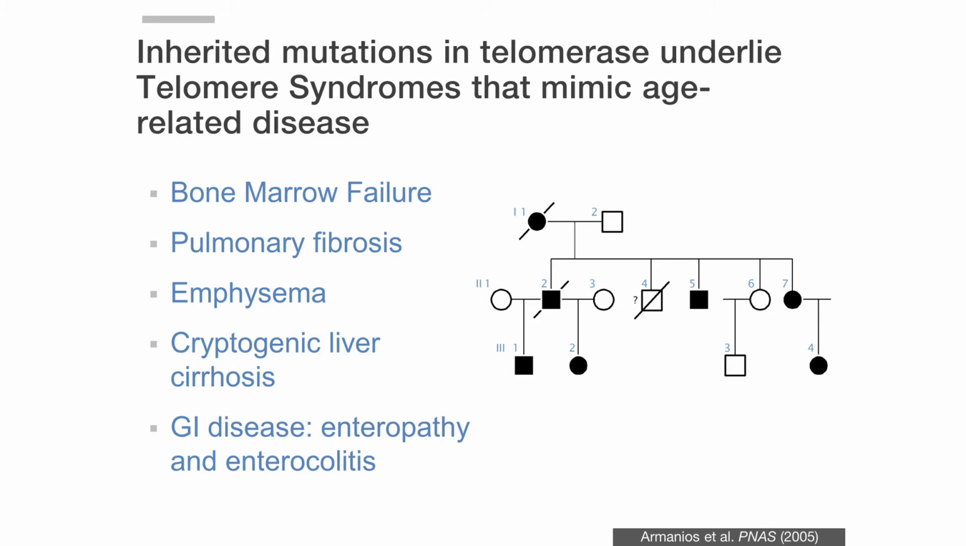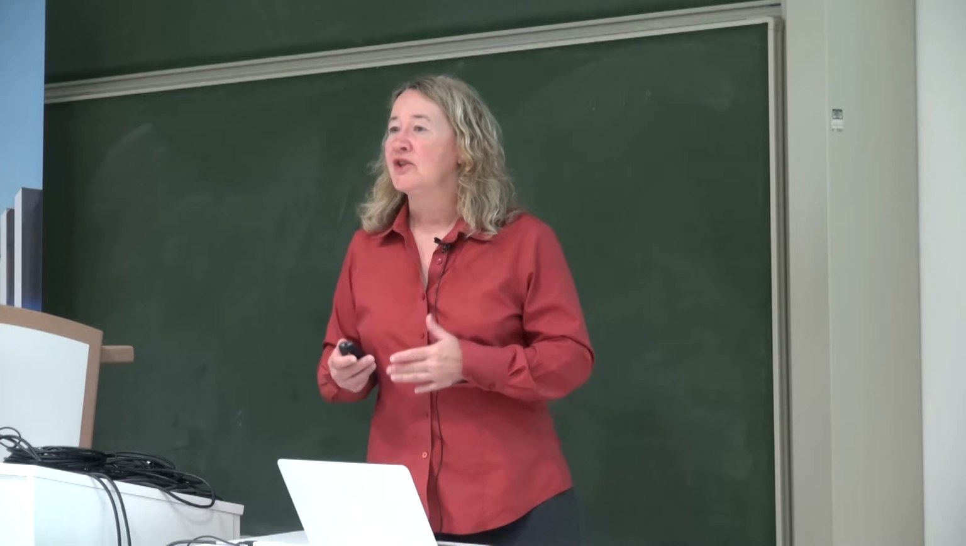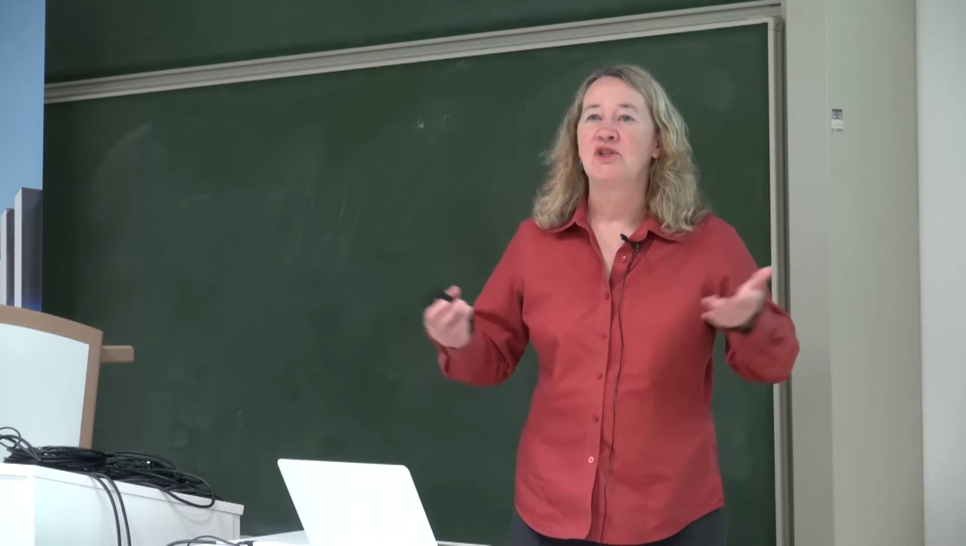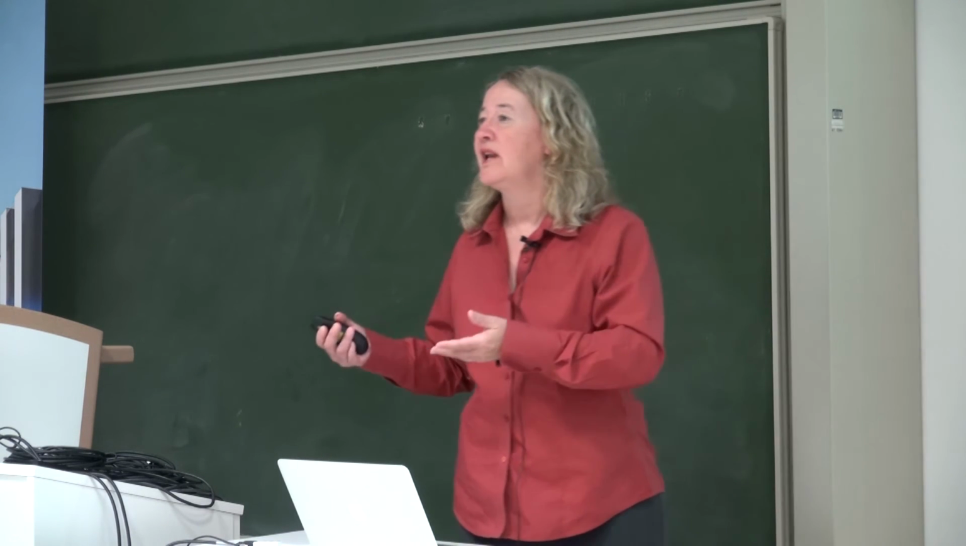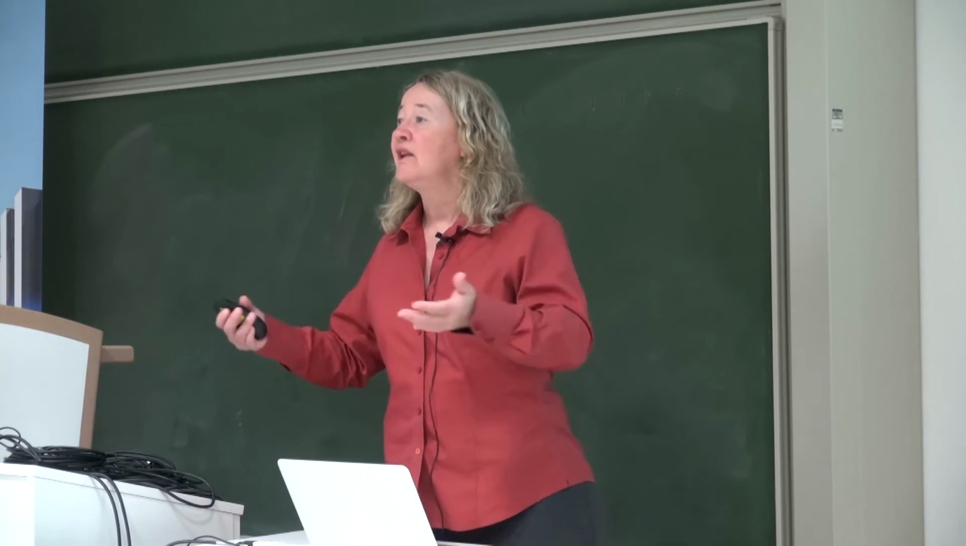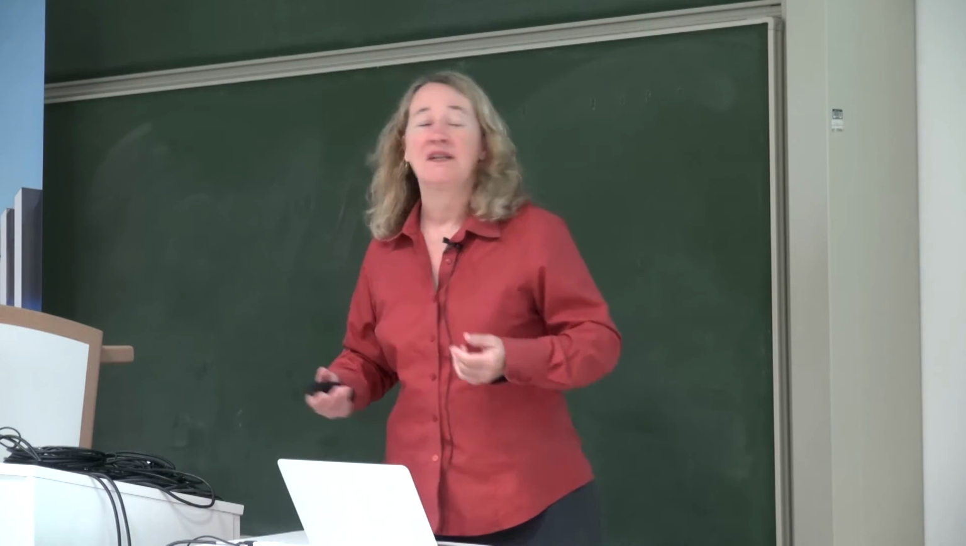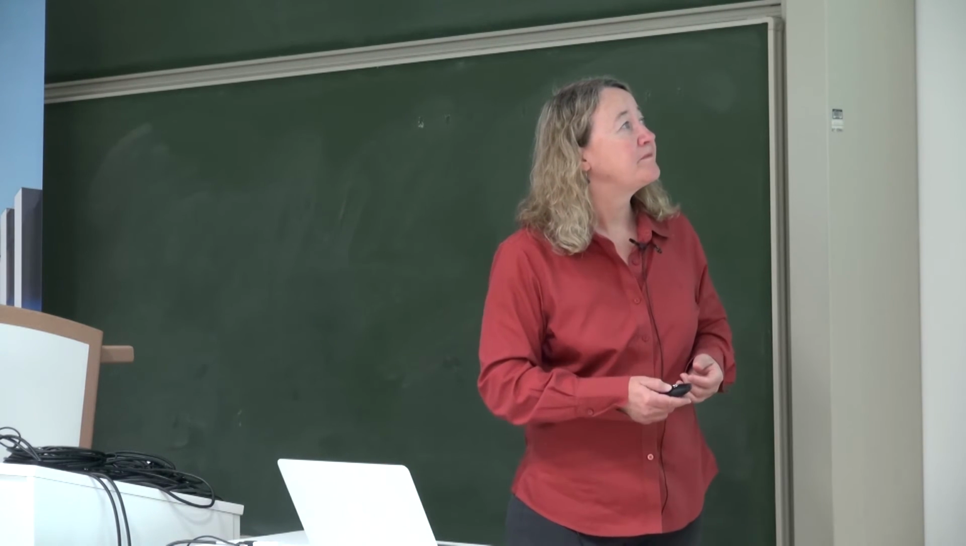There's predisposition to emphysema as well as pulmonary fibrosis, cryptogenic liver cirrhosis, as well as GI disease, as we had seen in the mice. So now we can use this registry of families to try and understand what actually happens in the human situation when telomeres get to be very short.